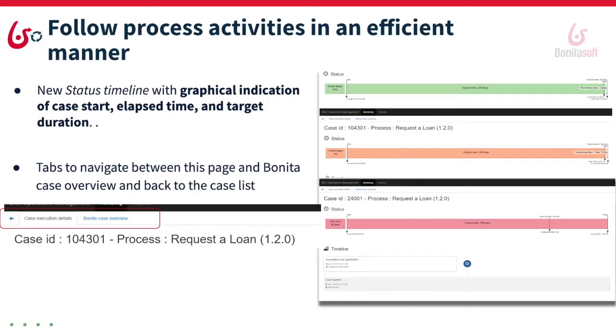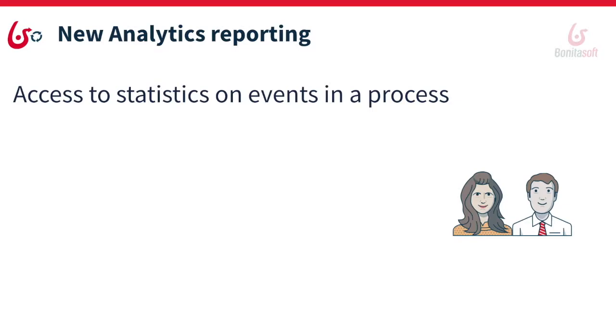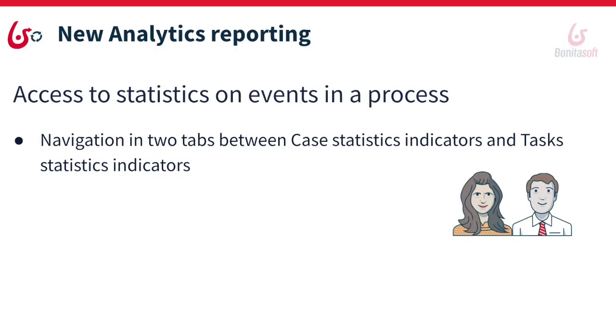The operator needs to follow the activity, but we know that in order to improve, he also needs to have access to statistics. In addition to the case report already available in BC 1.1, BC 1.2 now has a report on the tasks available in the second tab. So you can navigate between cases statistics indicators and tasks statistics indicators.